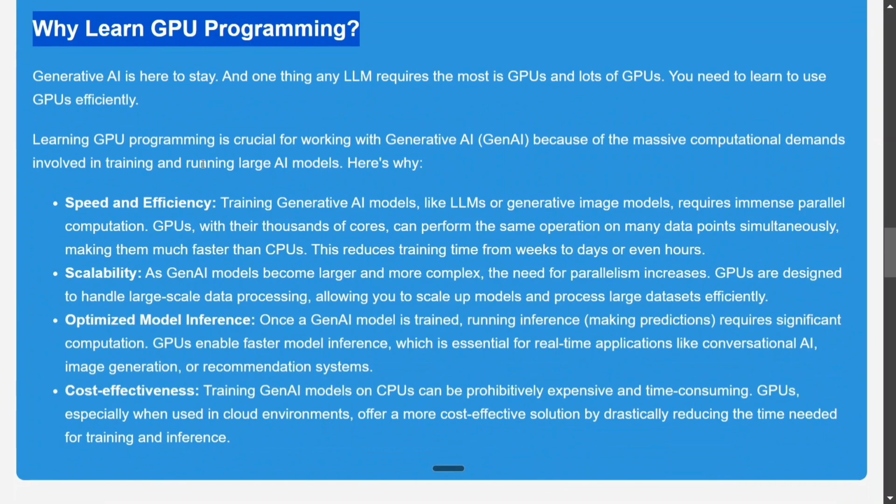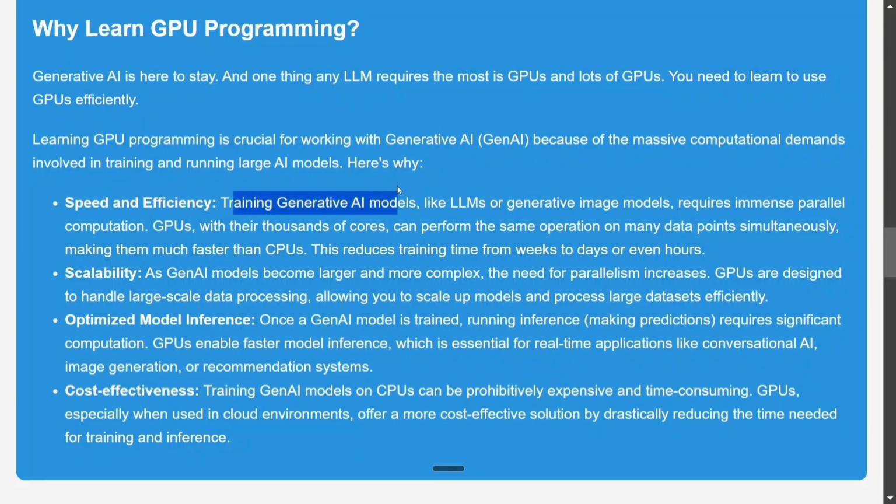So learning GPU programming is crucial for working with generative AI because of the massive computational demand involved in training and running large AI models. You need to understand how to use your GPUs efficiently because you won't have them in abundance. If you're working as a student or as a professional also, you would have, say, 8 GBs, 20 GBs, not more than that. At times, you would have models that require 100 GBs of GPU. How to use them? In that case, GPU programming becomes a must.